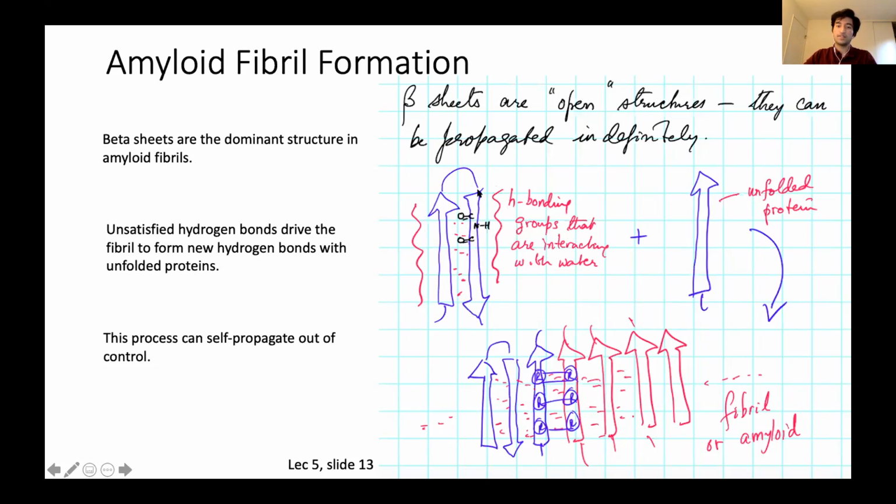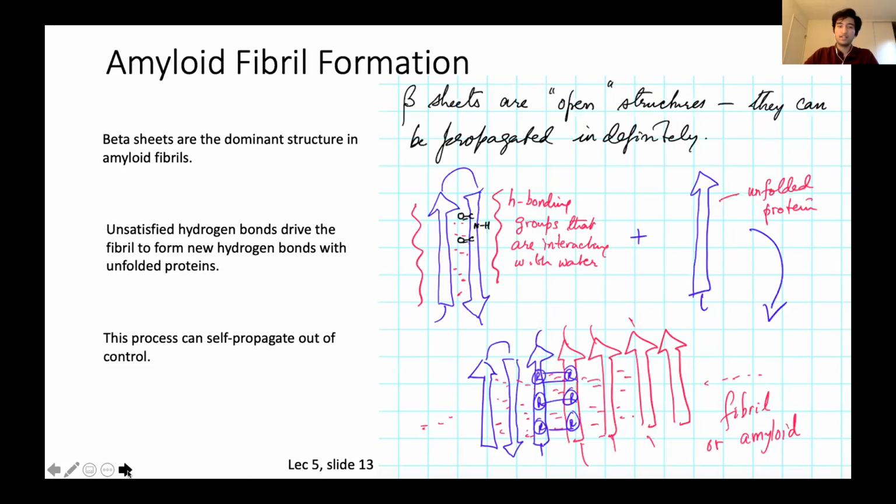The drive to satisfy these unmet hydrogen bonding needs forces this protein to encounter other unfolded proteins, or loop-like regions of proteins that have already unfolded, and that causes the formation of even more beta sheets. This is a self-propagating process, because even though the hydrogen bonds on this side of the fibril might be met by hydrogen bonding here, on this side of the protein you're again going to have more unmet hydrogen bonds, and that drives this to propagate by itself.